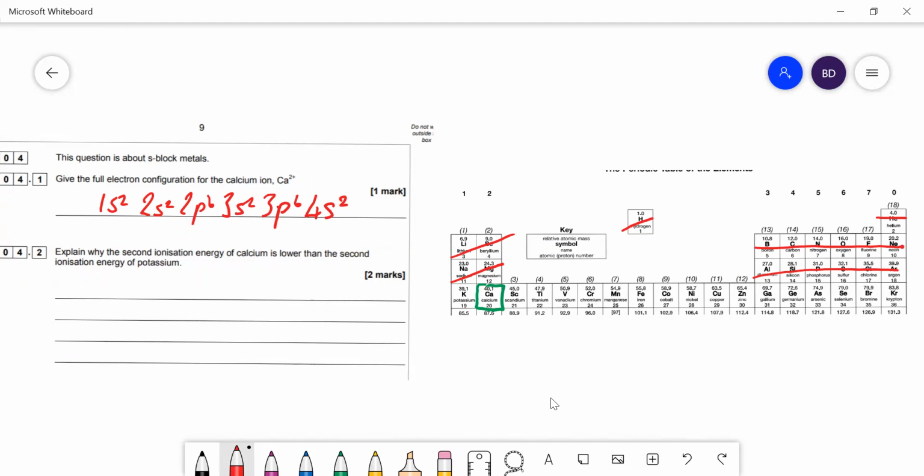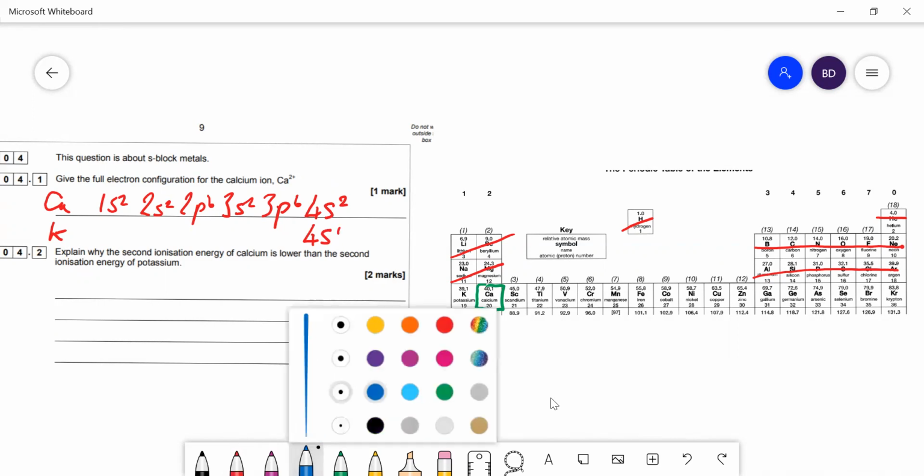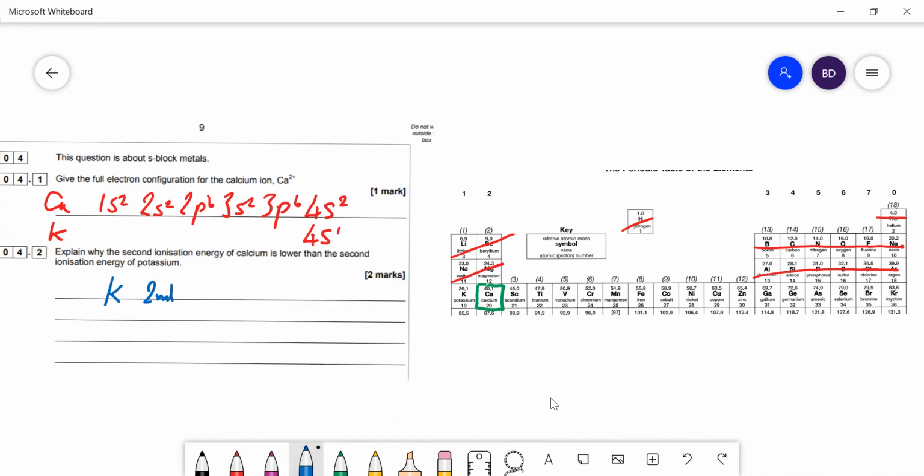Okay, explain why the second ionization energy of calcium is lower than that for potassium. Well, as I said, for calcium it's 4s2. Potassium would be the same, but it would be 4s1. So with potassium, for the second ionization energy, we're removing an electron, not from 4s, it's gone, you're removing it from 3p.